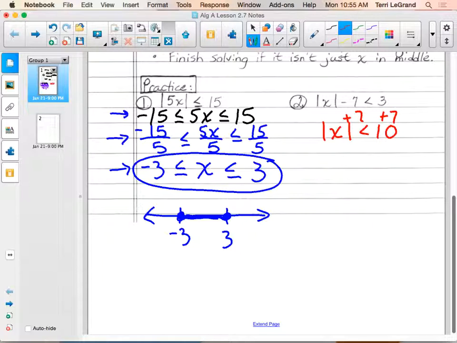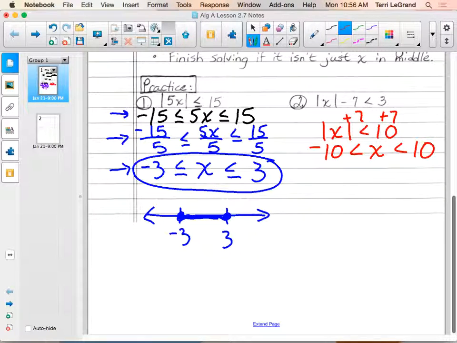And if the absolute value of x is less than 10, what does that mean? The distance for x has to be what? Less than. Less than 10. Can it be 10? No. No, can't be 10. So it can be up to 10 units away. So what compound inequality can we set up for this? Negative 10 is less than x. Chelsea? Negative 10 is less than x is less than 10.